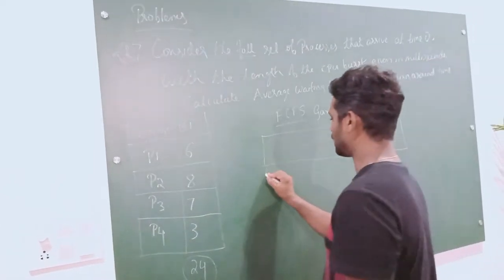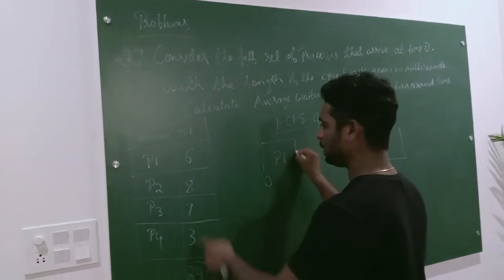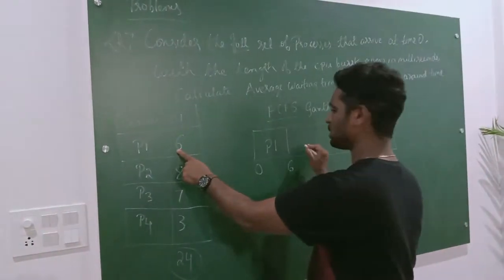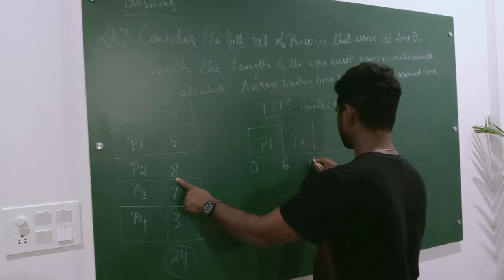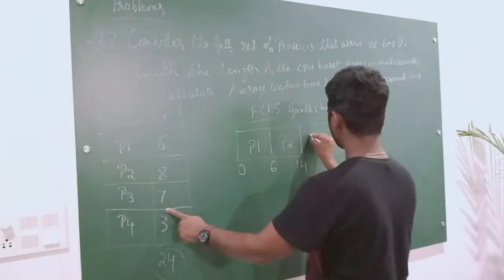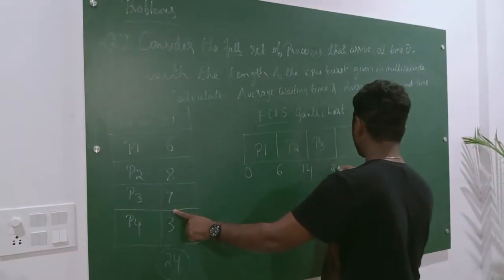And always it starts with what? 0. FCFS, which is the first process here? P1, it needs how many seconds? 6 seconds. Next process is which one here? P2, 8 seconds. That is 6 plus 8 is 14. Next process is P3. It needs how many seconds? 7. 14 plus 7 is 21.